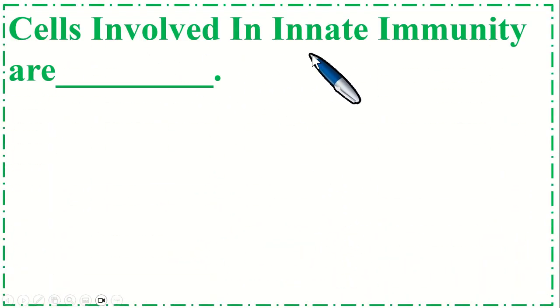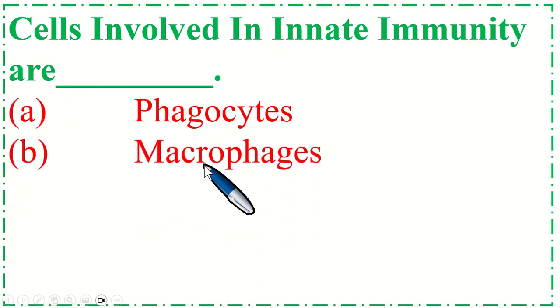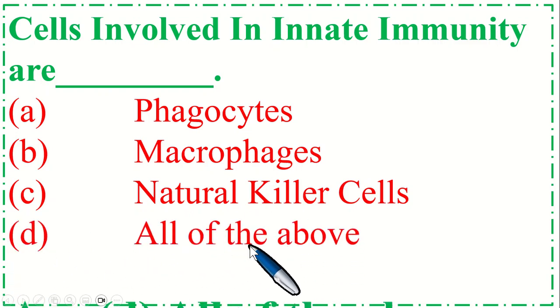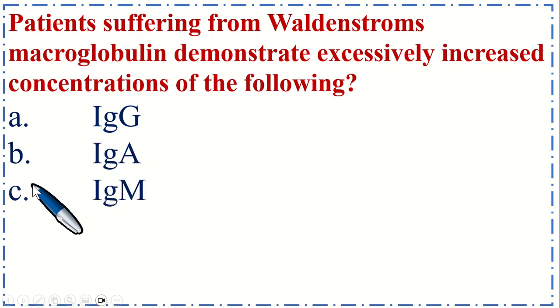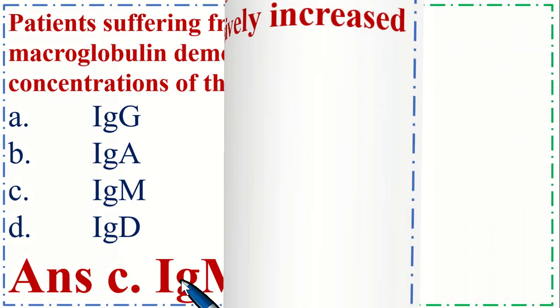Cells involved in innate immunity are dash. Option A, phagocytes, B, macrophages, C, natural killer cells, and option D, all of the above. So the correct option is D. Patients suffering from Waldenstrom macroglobulinemia demonstrate excessively increased concentration of the following. Option A, IgG, option B, IgA, and option C, IgM, and option D, IgD. So the correct option is C, IgM.